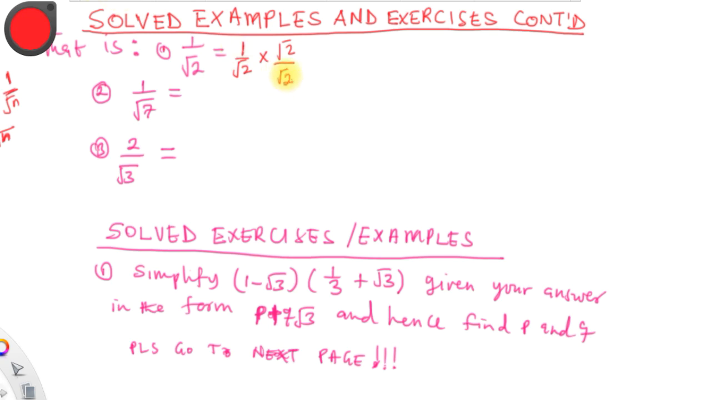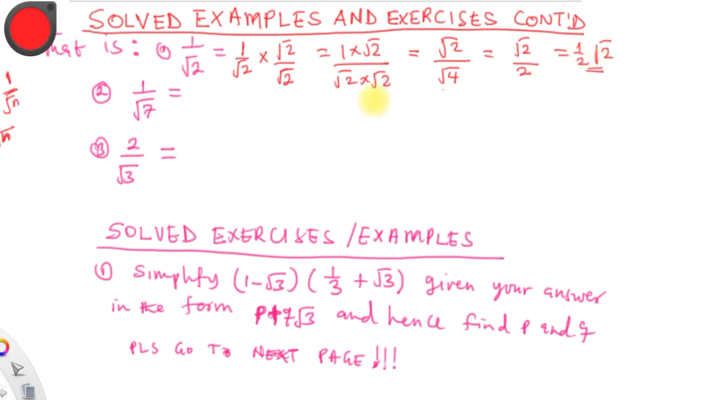If you have this, then you multiply the numerators together. You get 1 times square root of 2, all divided by square root of 2 times square root of 2, which is equal to square root of 2 divided by square root of 4. What is square root of 4? Square root of 4 is 2. So we get root 2 over 2, which is the same as 1 over 2 root 2 as your answer.